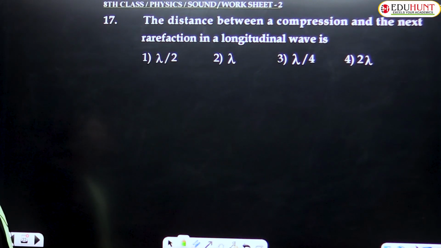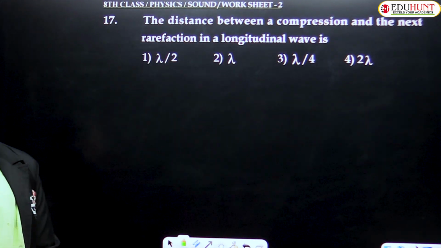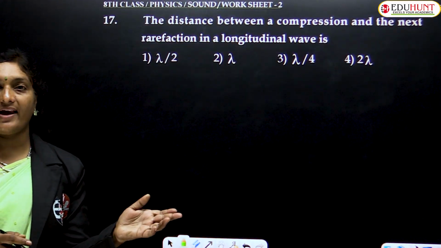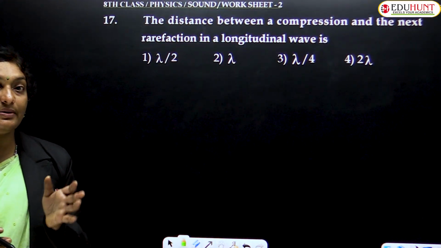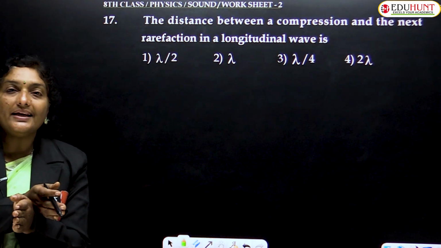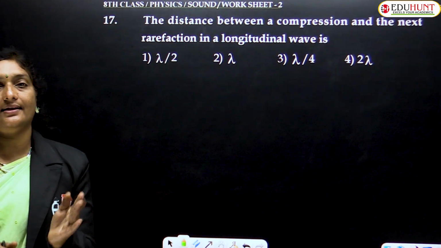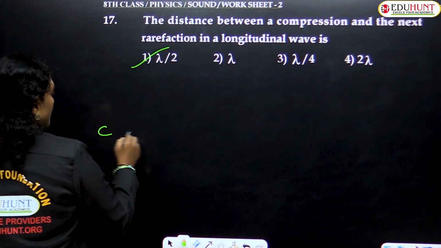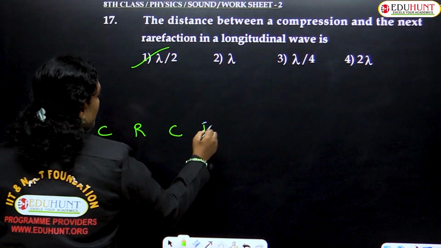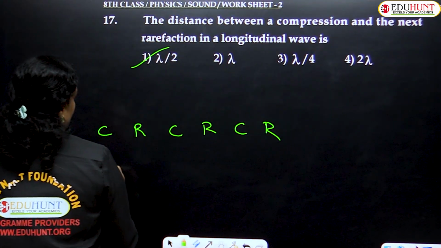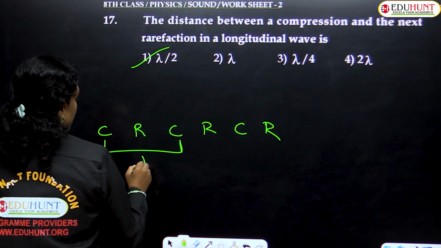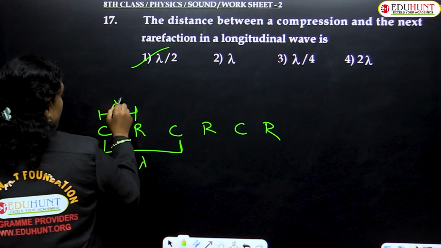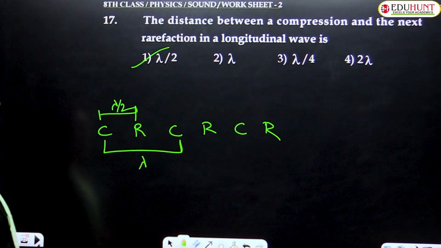The distance between a compression and the next rarefaction. Children, we know that the distance between any two compressions or any two rarefactions is lambda. But the distance between one compression and the immediate next rarefaction is half of that, that is lambda by 2. So what is that, children? Compression, rarefaction, compression, rarefaction are formed alternately. The distance between any two compressions is a wavelength lambda, whereas the distance between one compression and the next rarefaction is half of that, that is lambda by 2.